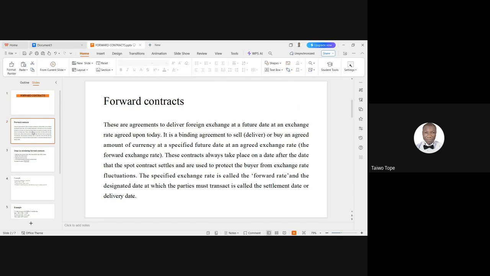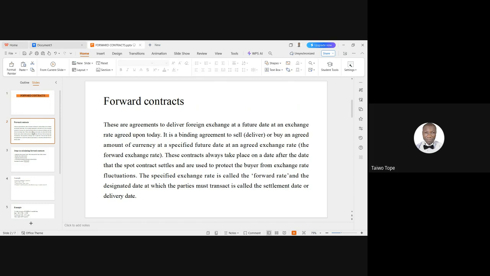And more so, there is no initial cash flow. Usually, no money changes hands when a contract is initiated. So, these are agreements to deliver foreign exchange at a future date at an exchange rate agreed upon today, and that is a forward contract. It is a binding agreement to sell or buy an agreed amount of currency at a specified future date at an agreed exchange rate.